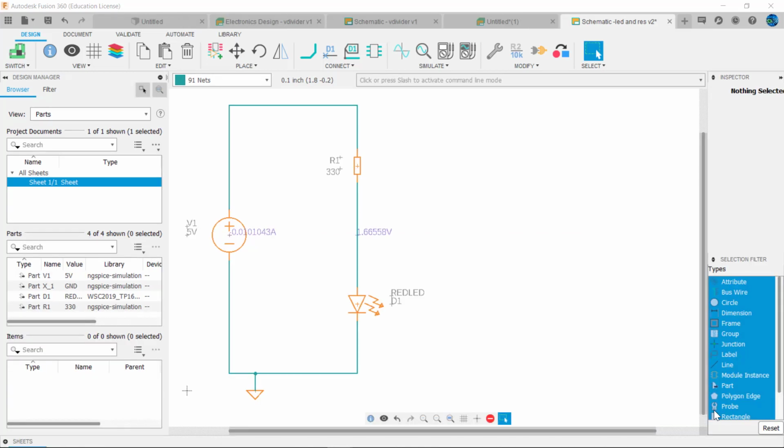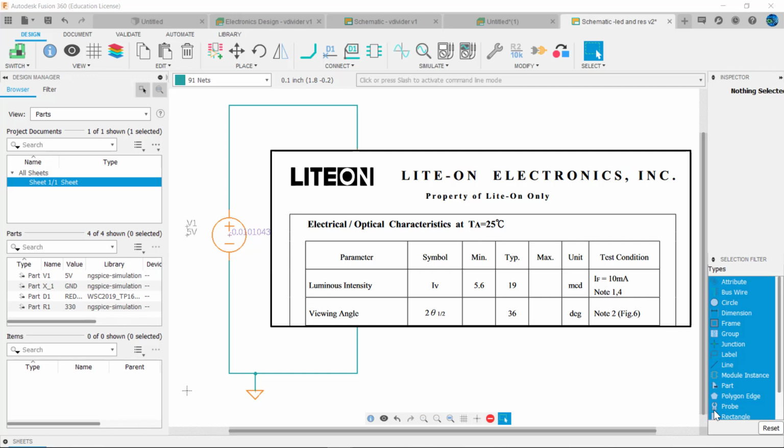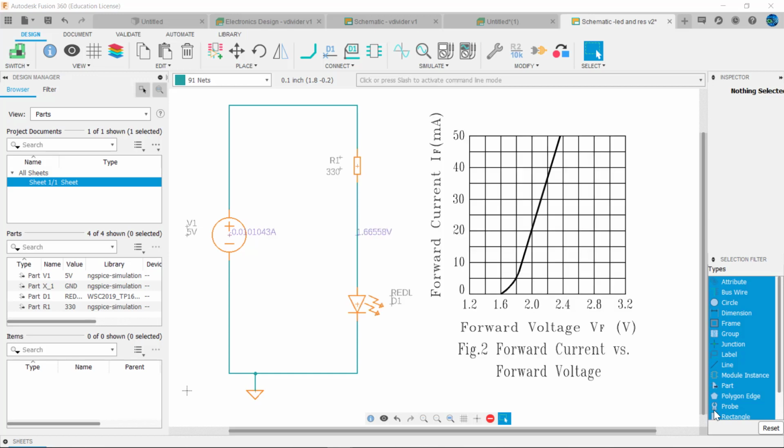Let's revisit our first circuit where the resistor R1 limited the current to approximately 10 milliamps. Why was 330 ohms chosen? Well, according to the datasheet, the LED was tested at a test current of 10 milliamps. And from the graph on the datasheet, we see that at 10 milliamps, the forward volt drop across the LED is about 1.85 volts.